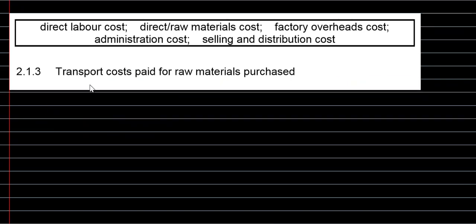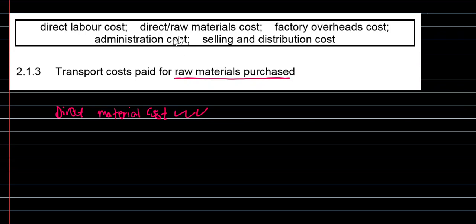Here's another one. They say the transport cost paid for a raw material. You must underline this word, raw material. And then you see the direct raw materials cost. So this must be recorded underneath this one. So we're going to write here direct material cost.